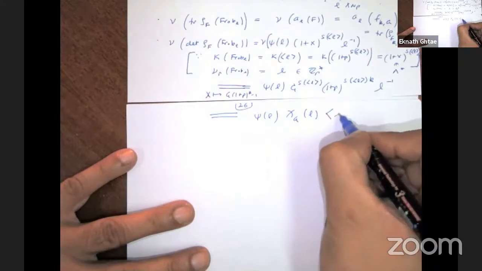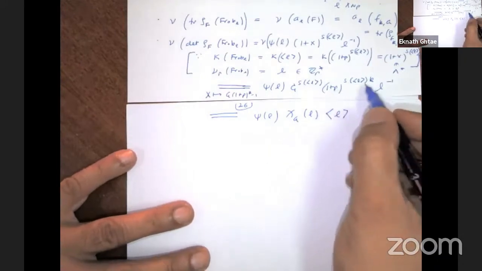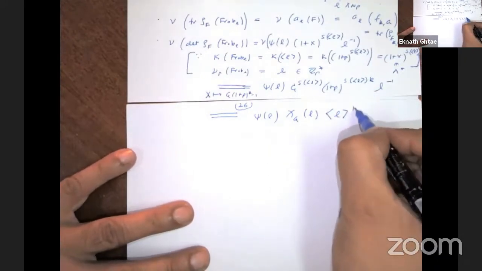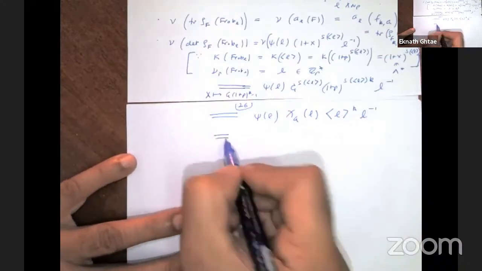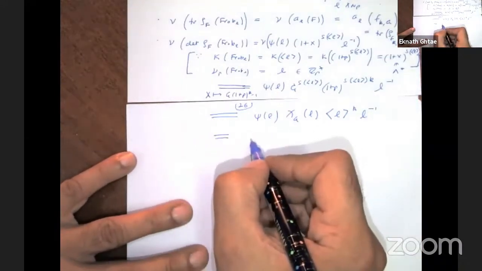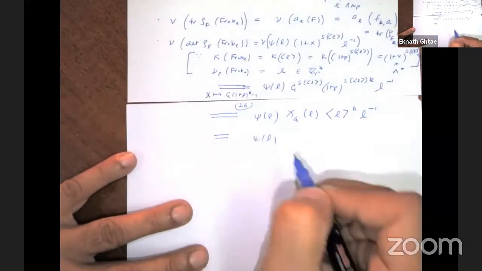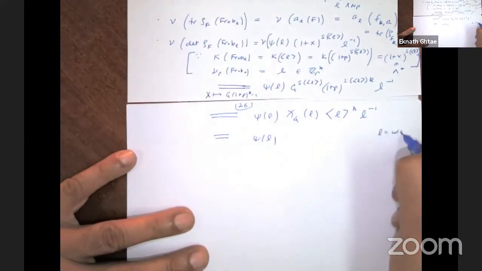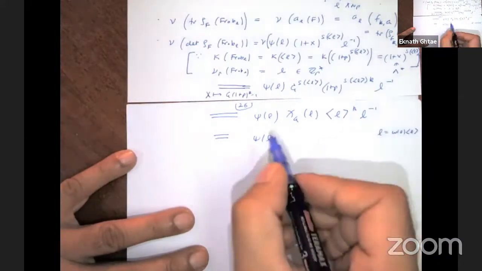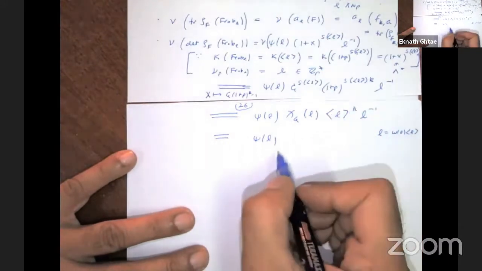And this thing is by definition diamond L, right? 1 plus p to the S of diamond L is diamond L to the k, L inverse, which is equal to psi of L. And we write L as omega L times diamond L, this decomposition. And I use that here to simplify this.